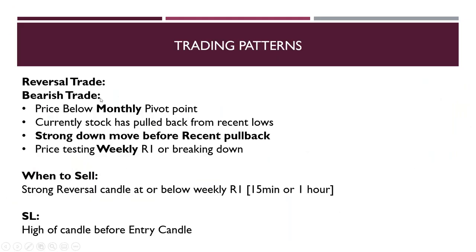Now in the same way, the reverse of this is a bearish trade. The condition would be price is below the monthly pivot point. The current stock has pulled back from recent lows, but price is below the monthly pivot, so it is bearish. Stock has gone down and recovered from the lows, so there was a strong down move before the recent pullback. Whatever this recovery is, before it there was a strong down move, and price is testing the weekly R1 or breaking down the weekly R1.